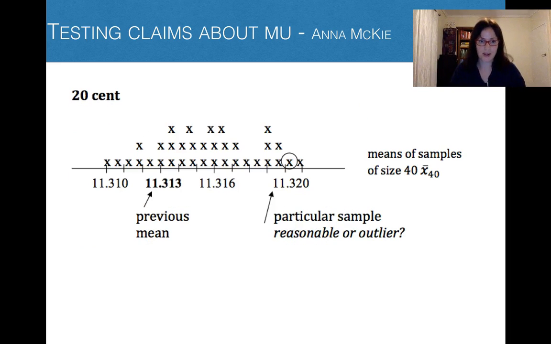So the 20-cent coins now. Our previous mean was this, 11.313 grams. And then the sample that we took 47 years later had a mean of 11.320. So if you put your mean there and spread them all out, this is where our sample would lie. So what we've got here are lots of samples, all these little X's, lots of samples with 40 coins in them, taking the average, and here's our one sample. So we're looking at the mean of the means here. Okay, so is that an outlier, or is it still a reasonable distance away?